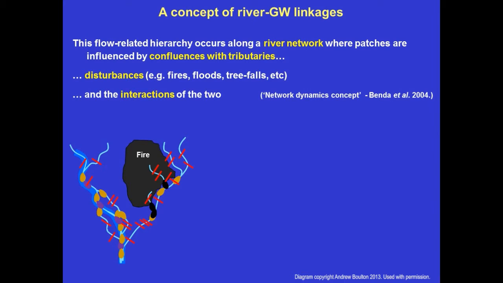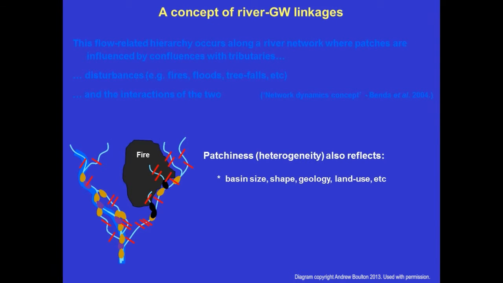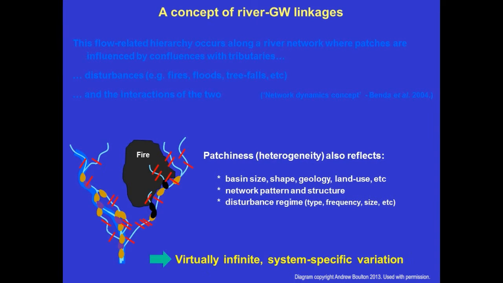So this isn't fixed in time, we've also got these networks feeding back over time. This patchiness has also been reflected by the size of the basin, its shape, its geology and its land use. As I said earlier, by network pattern and structure, and by the disturbance regime and the way that might change in the short and long term. And so the take home out of that is that you end up within river systems over time and from river to river, there's virtually infinite system-specific variation that we've got the audacity to come up with and try and conceptualise in a short, sharp sort of way.